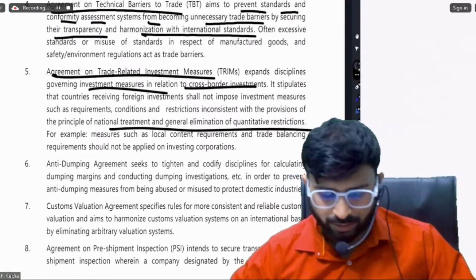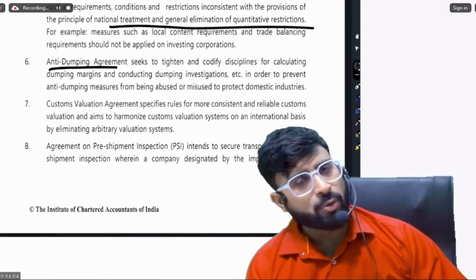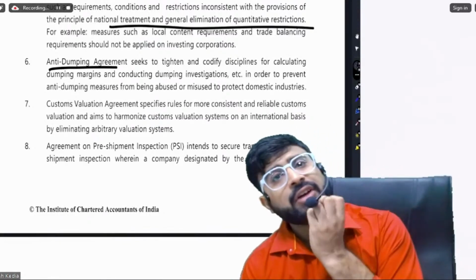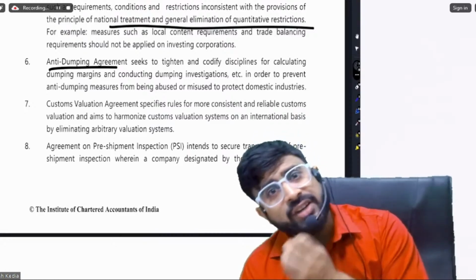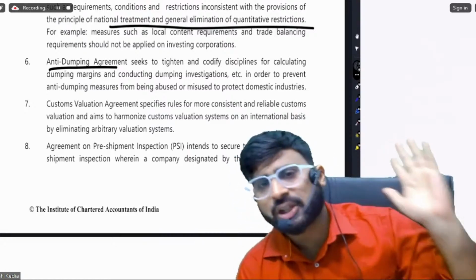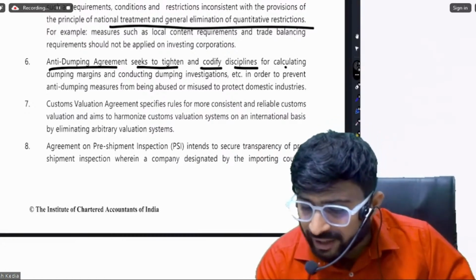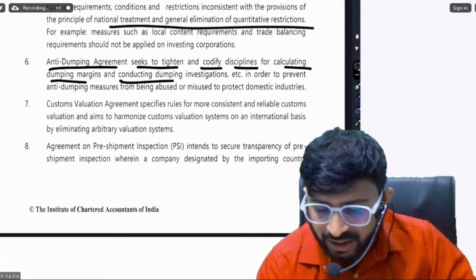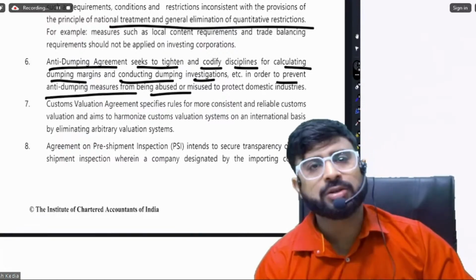Understood, everyone? Again, anti-dumping agreement. You remember what is dumping? Dumping means when a country sells the commodity to other countries, even at losses, even at lesser than cost price, like China is doing. It seeks to tighten and codify disciplines for calculating dumping margins and conducting dumping investigation in order to prevent anti-dumping measures from being misused.